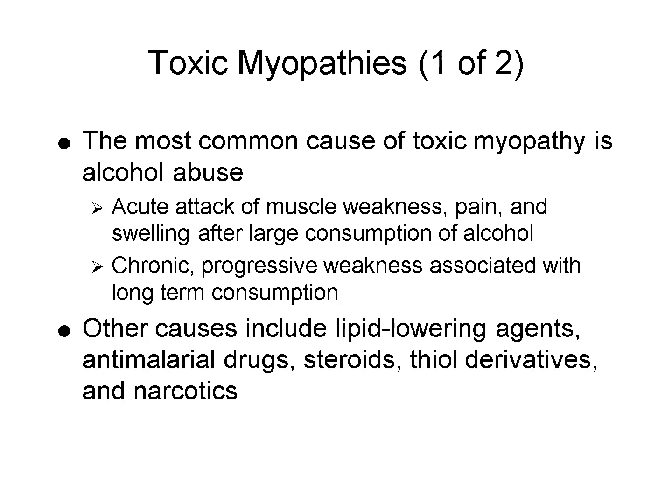Alcohol abuse is the most common cause of toxic myopathy. Acute cases result in painful muscle weakness and swelling, often after binge drinking. Chronic alcohol use leads to progressive weakness over time.